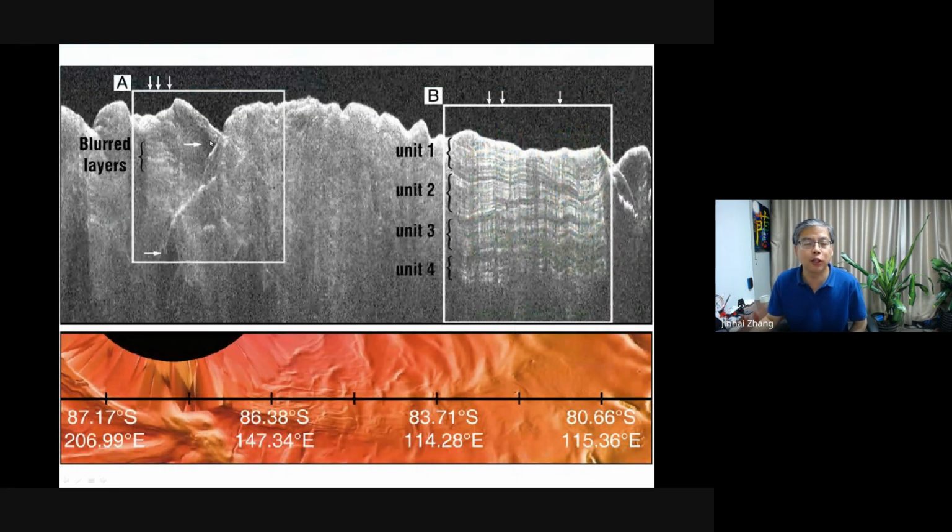Here is the orbital GPR profile. It's obtained by the SHARAD data by NASA. It has operated for almost 20 years. This is the signal after SAR processing. However, we cannot identify detailed structure in the A region and the B region.